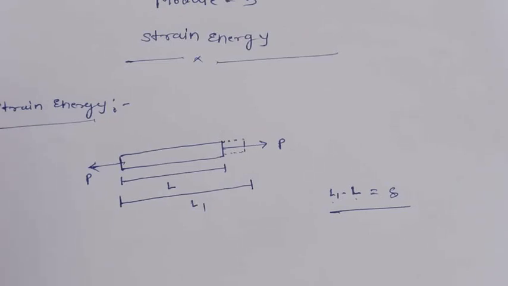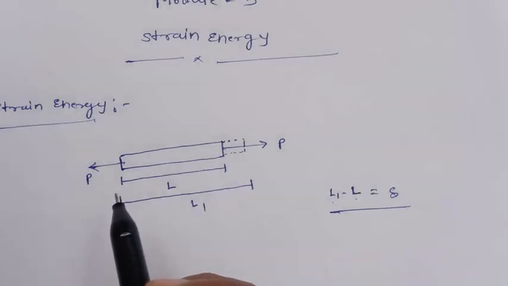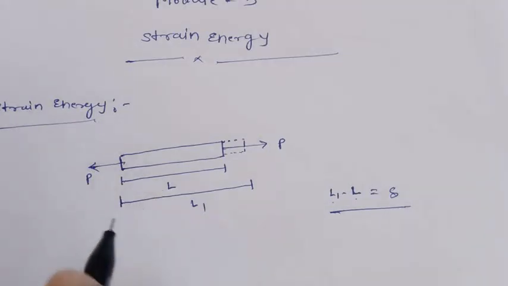So what is the meaning of strain energy? When we apply any static or gradual load onto the elastic material, the body is strained and work is done on the body, which is stored within the body in the form of internal energy. This work done by the load in straining the body is known as the strain energy.